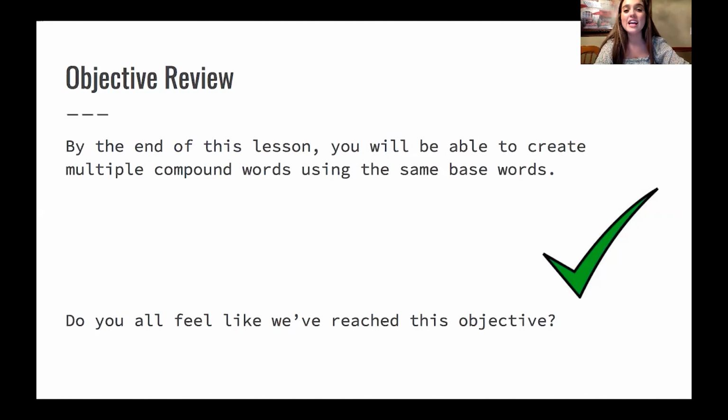All right, hopefully you feel ready to go and like we have achieved what we wanted to in this lesson. I know I do feel that way, but even if you don't, there are lots of resources for you to keep on learning and getting better at compound words all the time.